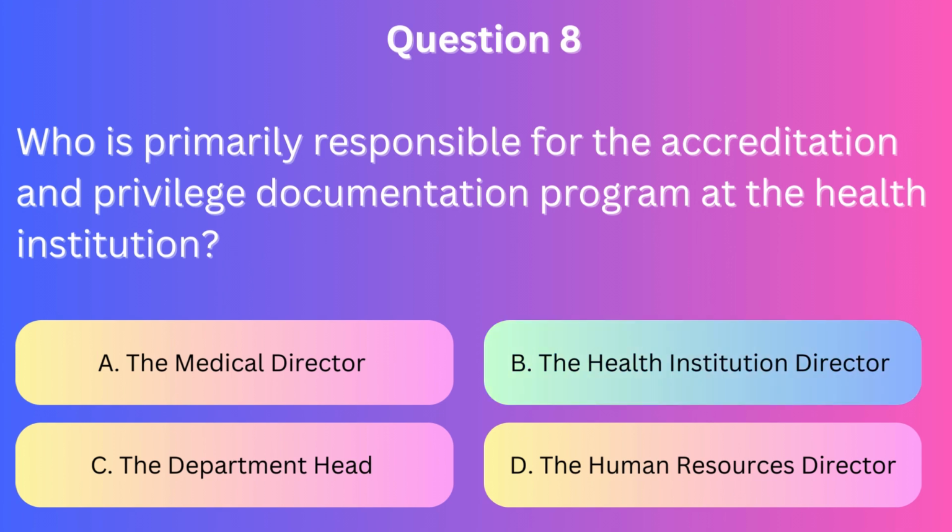Correct answer B. The health institution director is the primary individual responsible for the accreditation and privilege documentation program. This role includes being the designated authority for employing physicians and dentists, ensuring compliance with regulations, and making final decisions.